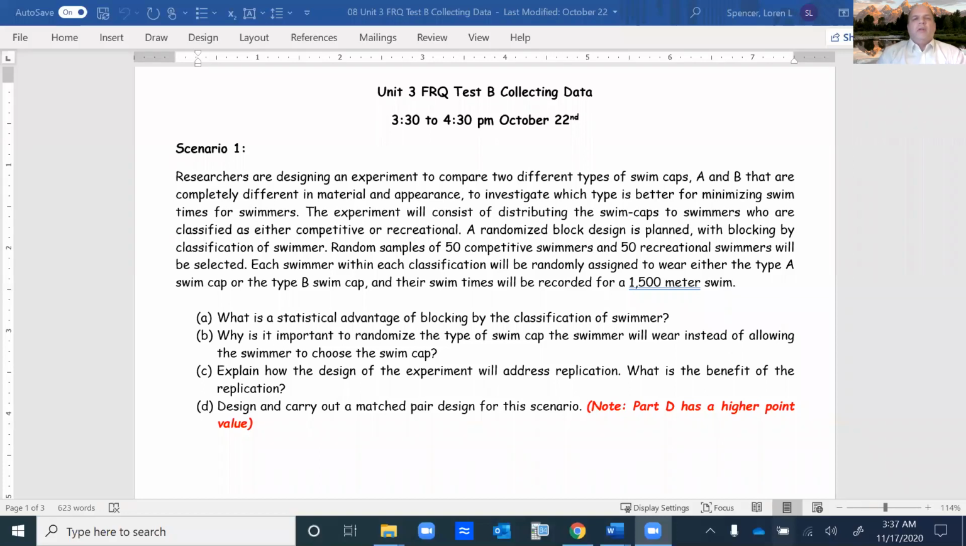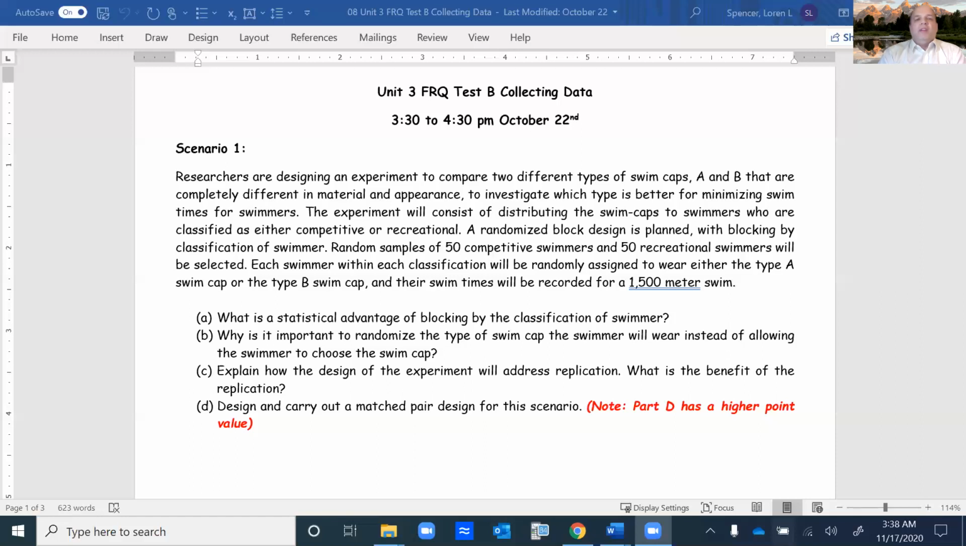Okay, this is test version B test collecting data, scenario 1. Researchers are designing an experiment to compare two different types of swim caps, caps A and B, that are completely different in material and appearance to investigate which type is better for minimizing swim times for swimmers. The experiment will consist of distributing the swim caps to swimmers who are classified as either competitive or recreational. A randomized block design is planned with blocking by classification of swimmer.